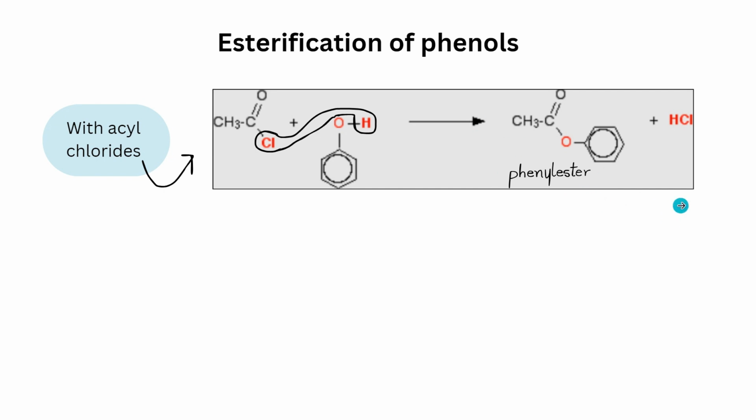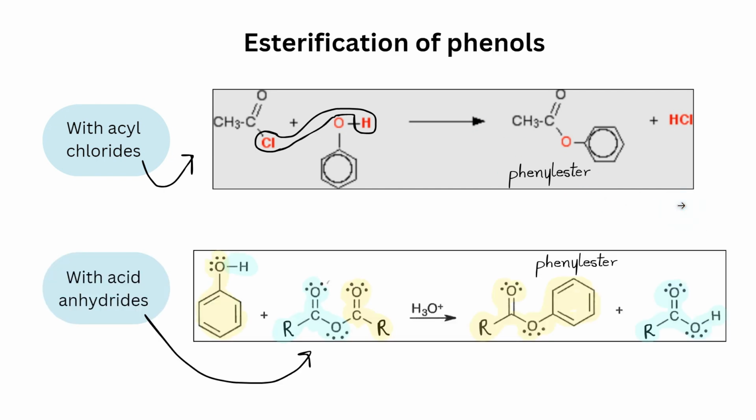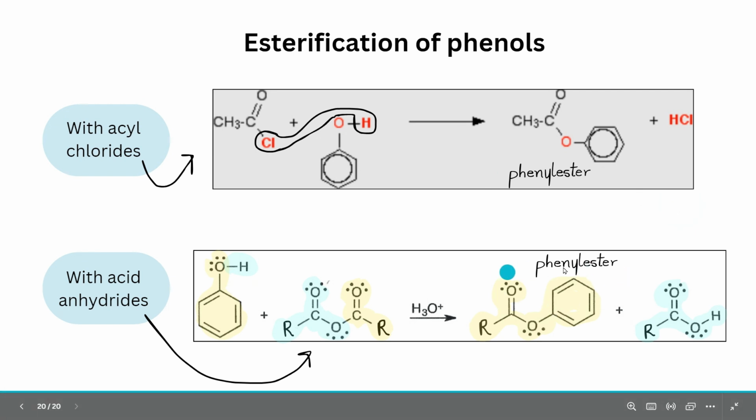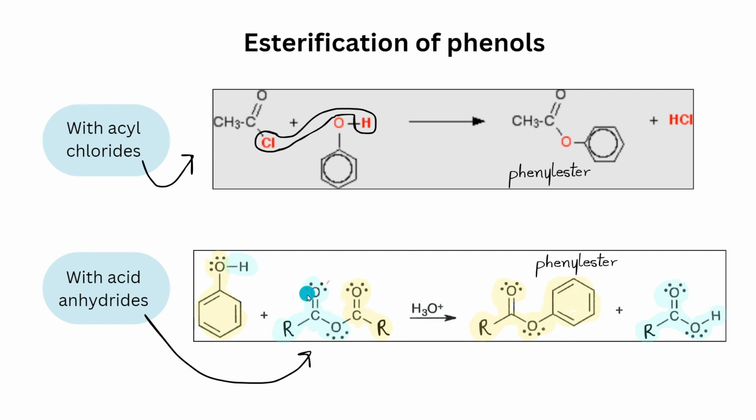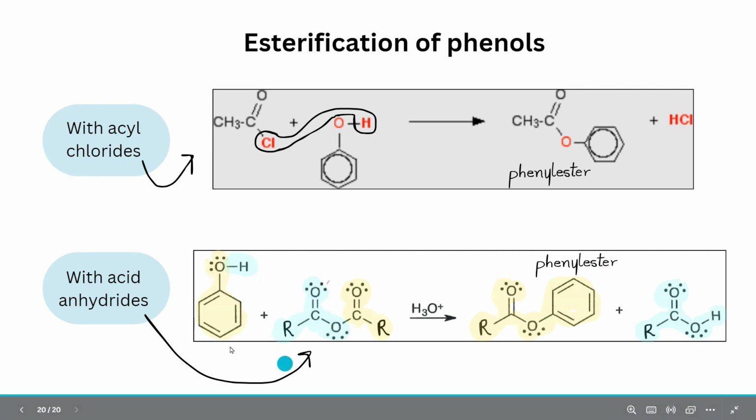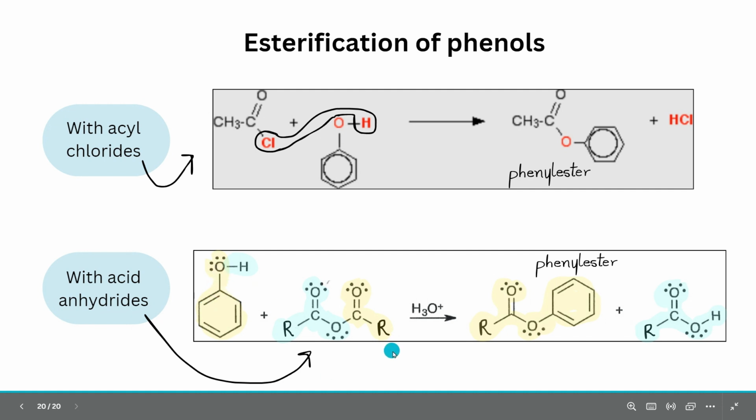Now phenol also reacts with acid anhydrides to form a phenyl ester. Here we can see that this H and this group highlighted in blue combine to form a carboxylic acid, and this yellow part and this yellow part combine to form a phenyl ester.